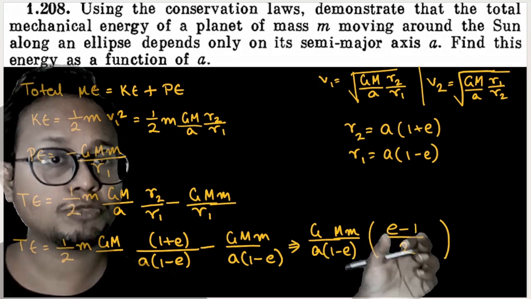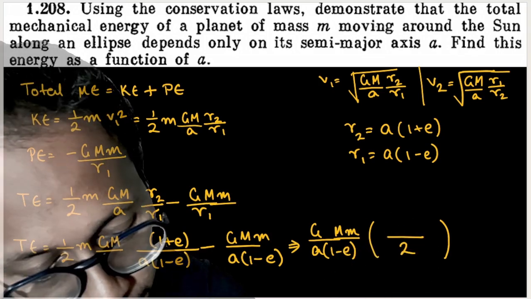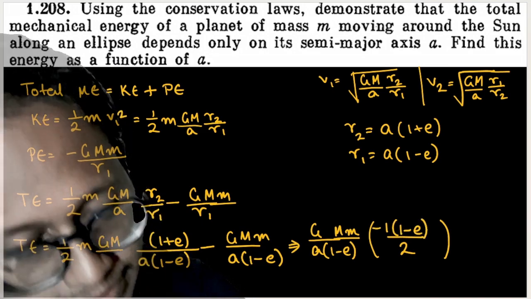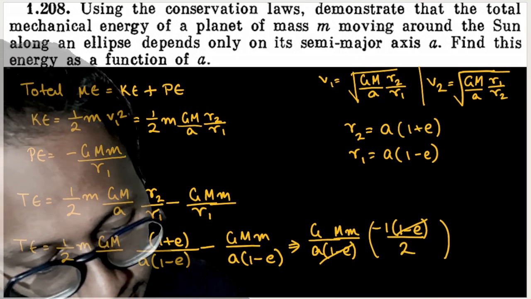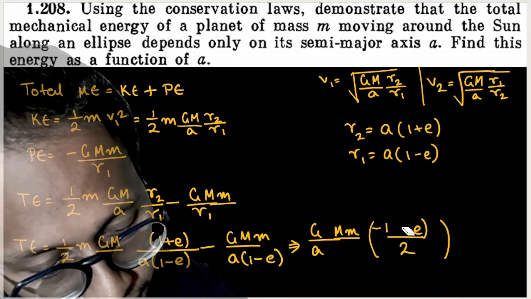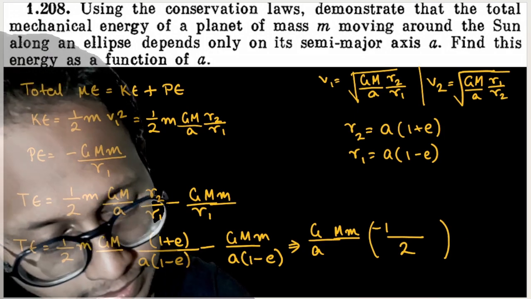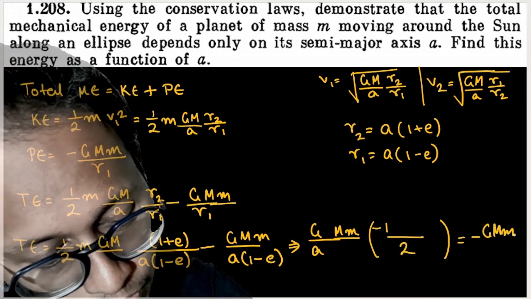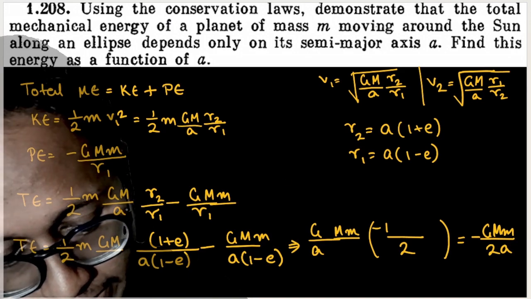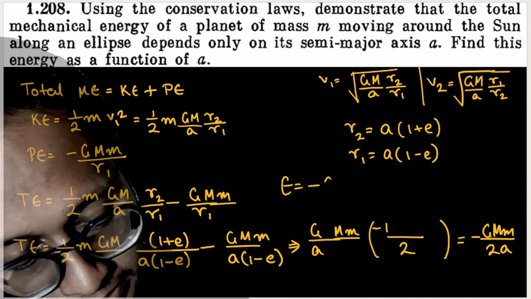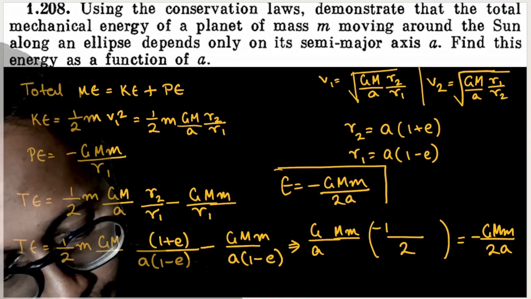Now e minus 1, I can write as minus 1 into 1 minus e. That means I'm multiplying this entire thing by negative: minus 1 into 1 minus e is nothing but e minus 1. This 1 minus e and this 1 minus e will get cancelled. And our energy becomes minus G capital M small m divided by 2A. So this is our total mechanical energy in the orbit. Energy is equal to minus G capital M small m divided by 2A.